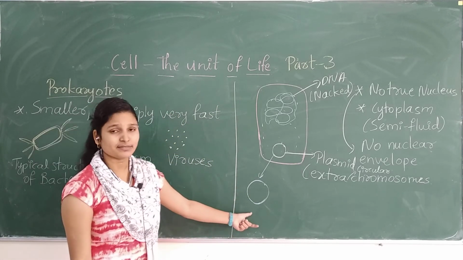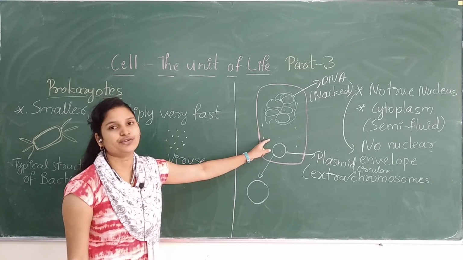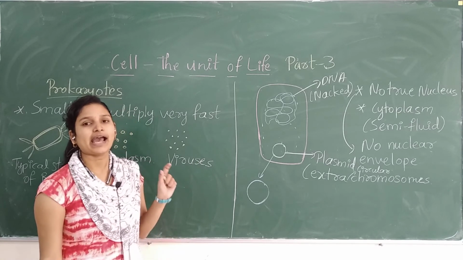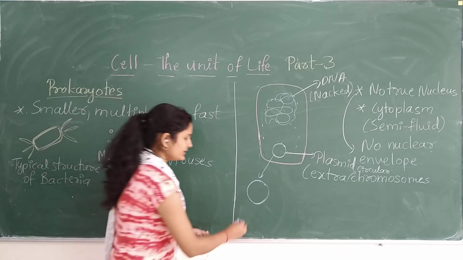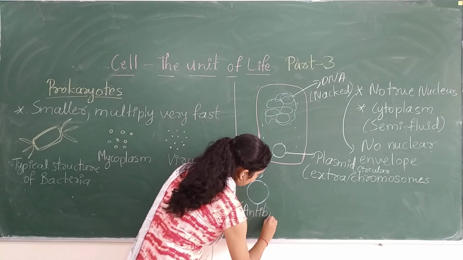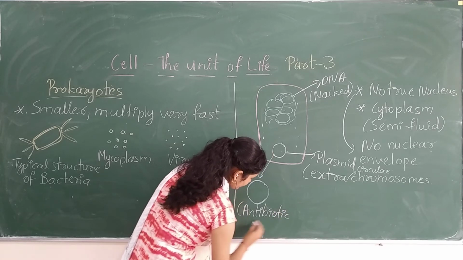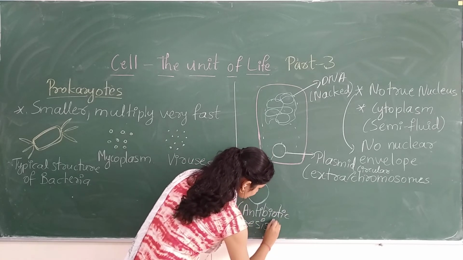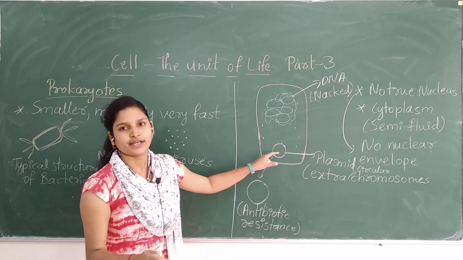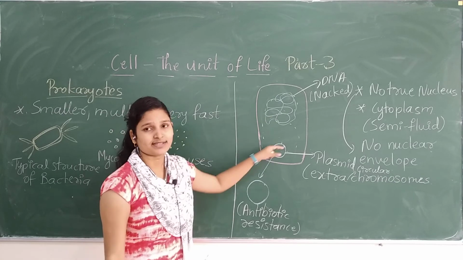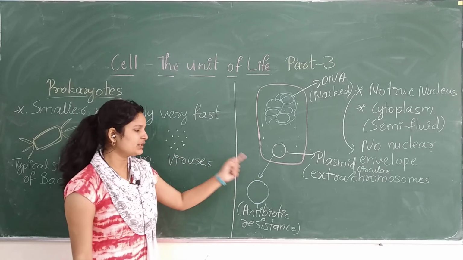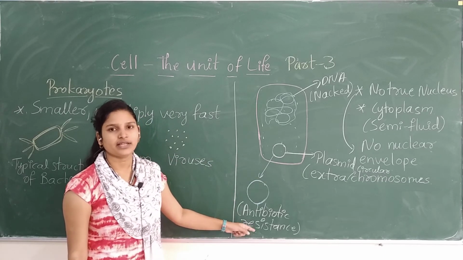See, why this plasmid is unique to the prokaryote is because of the presence of antibiotic resistance. These plasmids have antibiotic resistance. Remember, it is a small circular extra chromosome which is present in the prokaryotes, and it is unique to the prokaryotes because of the presence of this antibiotic resistance.